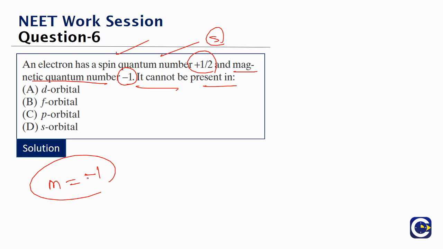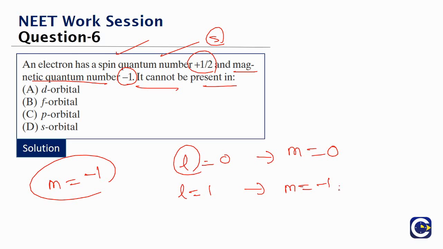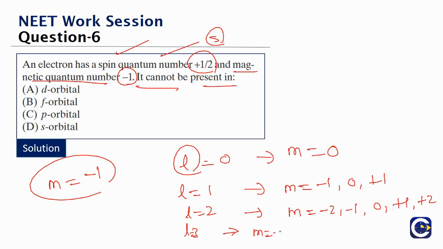See, magnetic quantum number values will depend upon what? Azimuthal quantum number. If azimuthal quantum number is 0, then magnetic quantum number can only have one value, which is 0. If azimuthal quantum number is 1, then magnetic quantum number can have -1, 0, +1. If azimuthal quantum number is 2, magnetic quantum number can have -2, -1, 0, +1, +2. If azimuthal quantum number is 3, then magnetic quantum number can have -3, -2, -1, 0, +1, +2 and +3.